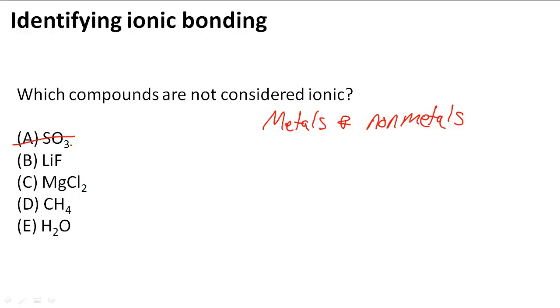Li and F, though. Li is a metal and F is a nonmetal. Their electronegativities are very far apart. If you follow the periodic trend, you'll see that the electronegativity of F is much greater than Li. F has one of the greatest electronegativities, so B counts as an ionic bond.